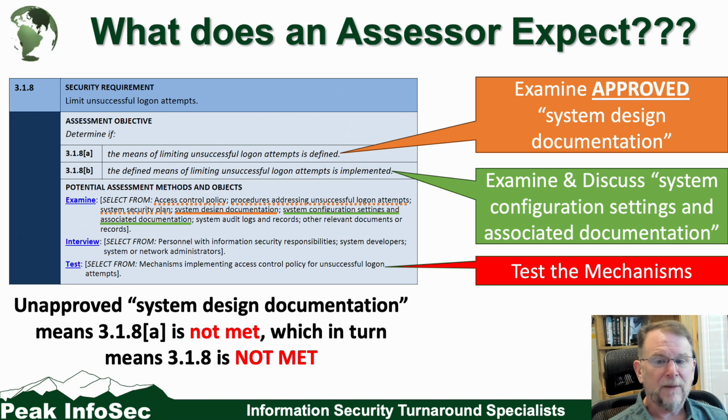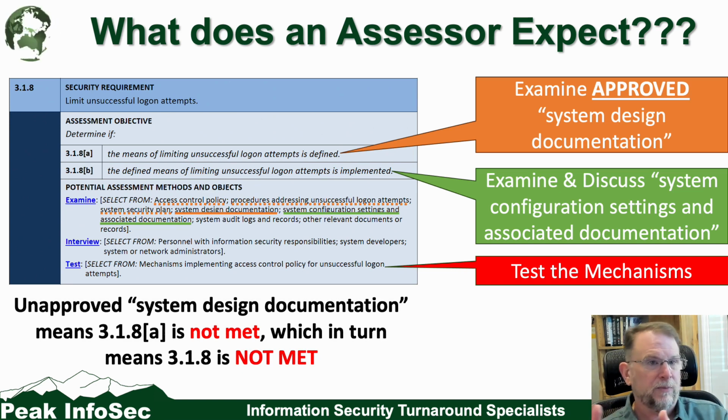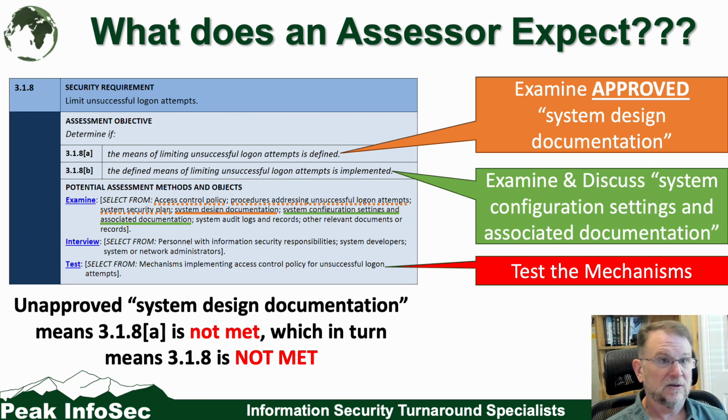Now, what happens next is when that unapproved system design documentation is not met, it means that 318 alpha is not met. So the assessment objective fails, which in turn means the requirement fails. This is the way, again, crap rolls uphill. So this is the challenge: no matter if you've technically implemented everything, if you haven't done this, you're still going to be not met.